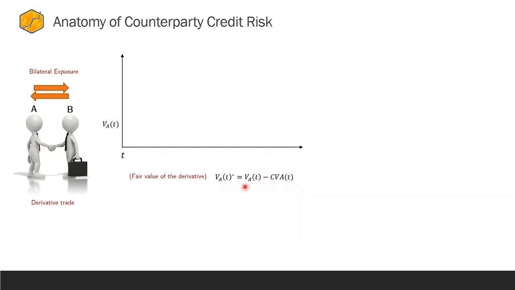It is because when we value any derivative, think of the Black-Scholes option value, we do not take the counterparty's default probability into that valuation, right? So to calculate the fair value of the derivative, we need to make an adjustment to account for the potential default of the counterparty. So this is called credit value adjustment.